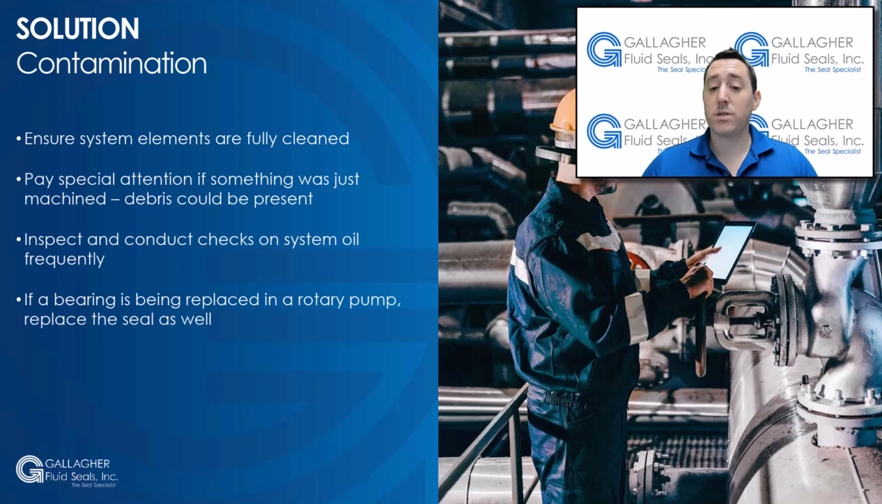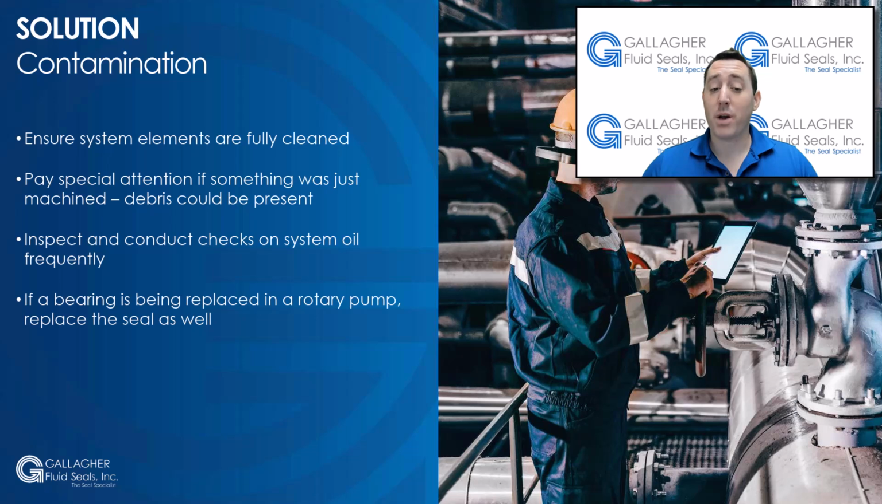In order to reduce seal failure due to system contamination, here are things to consider. Before assembling anything, ensure system elements are fully cleaned. This will help you start off the right way to avoid any issues from the onset. If something was just machined, pay attention to debris from the machining process. It's important to inspect and conduct checks on your system oil frequently. This will help determine any level of elevated contamination. If it's high, you should flush the system.